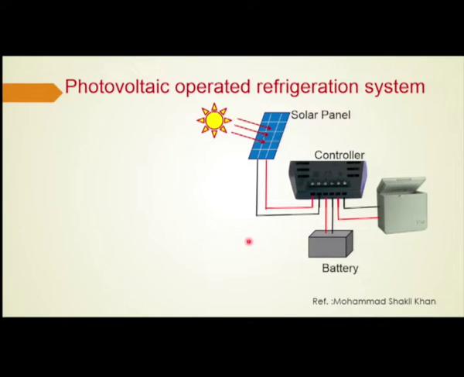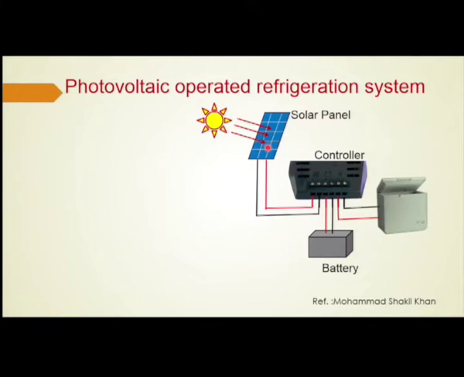Next, the basic block of photovoltaic operated refrigeration systems includes a solar panel. This solar panel receives sun radiation and produces direct current. We will be having a positive terminal and a negative terminal. The output of the solar panel is not constant. We do not get a regulated output from the solar panel.